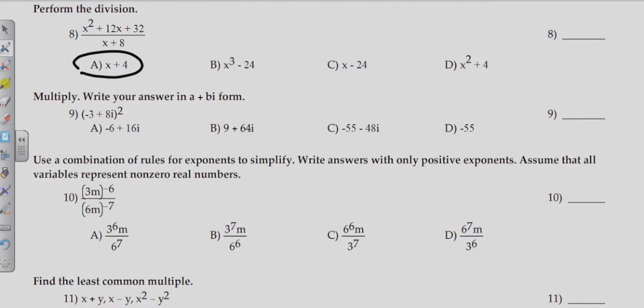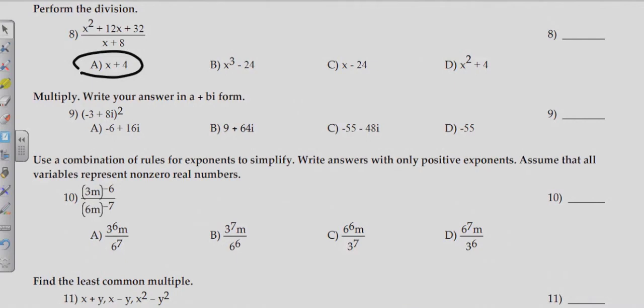Now, multiply, write your answer in a plus bi form. Very interesting question, but this is not multiply, this is power. How come you say multiply while this is actually power? Because this is what the power actually is. The power is to multiply something by itself.